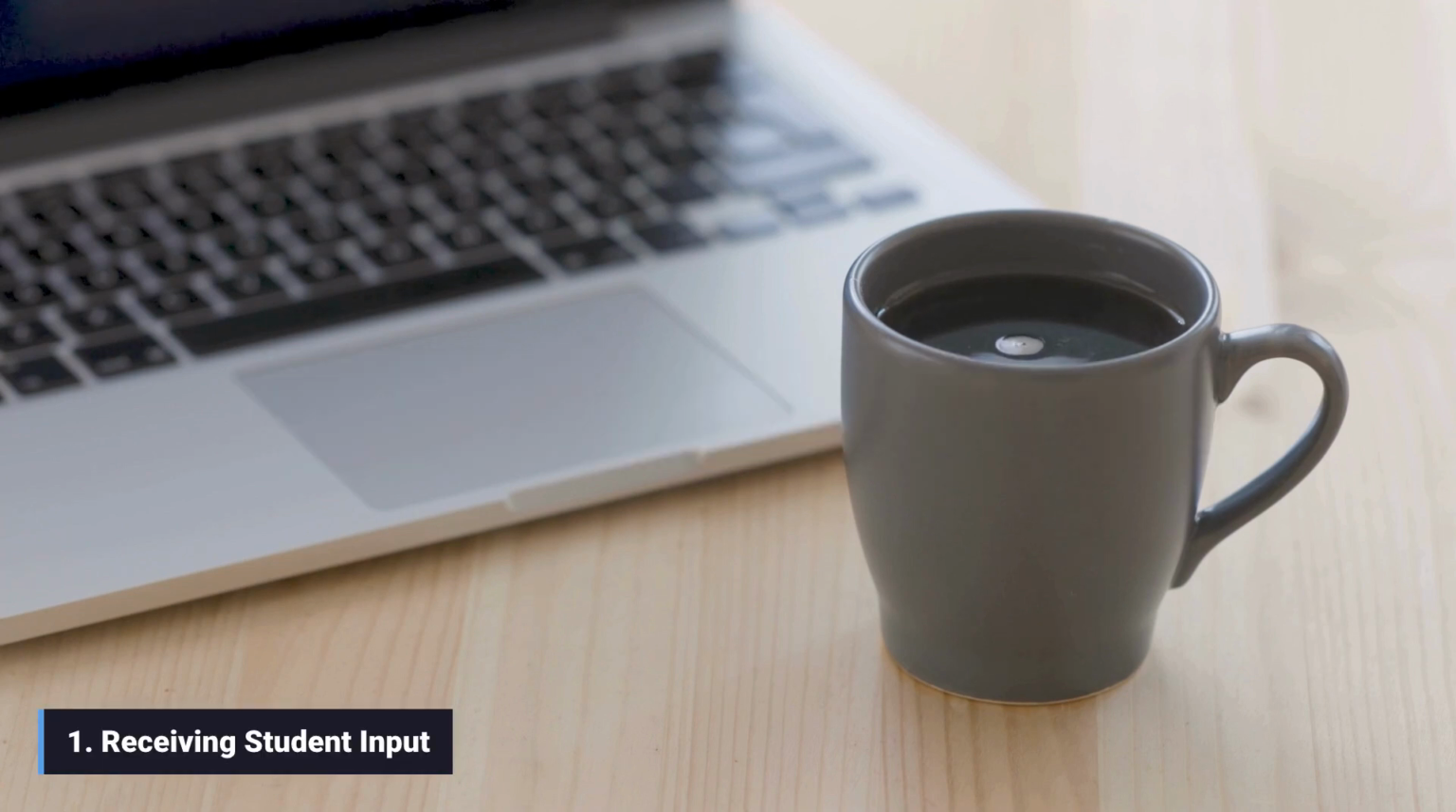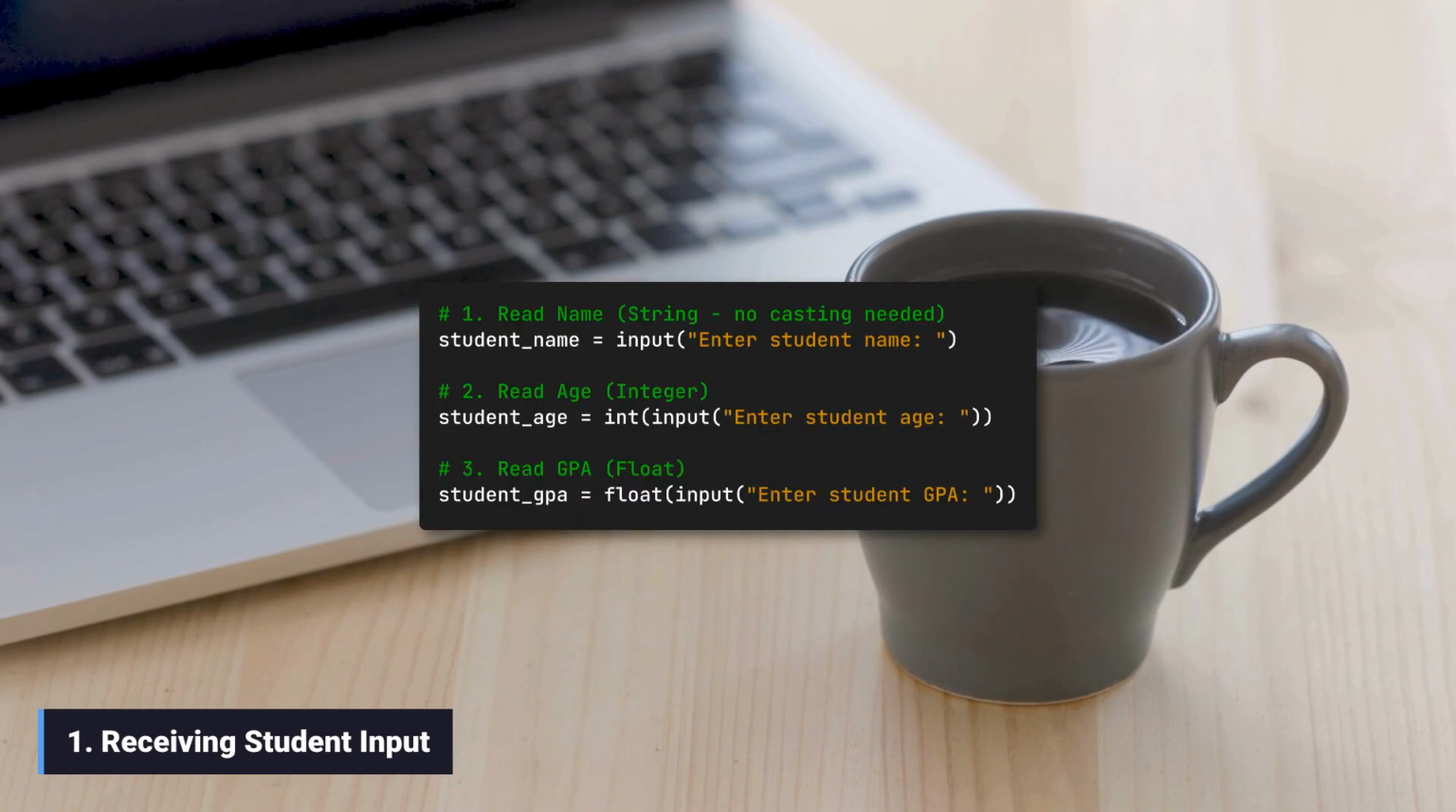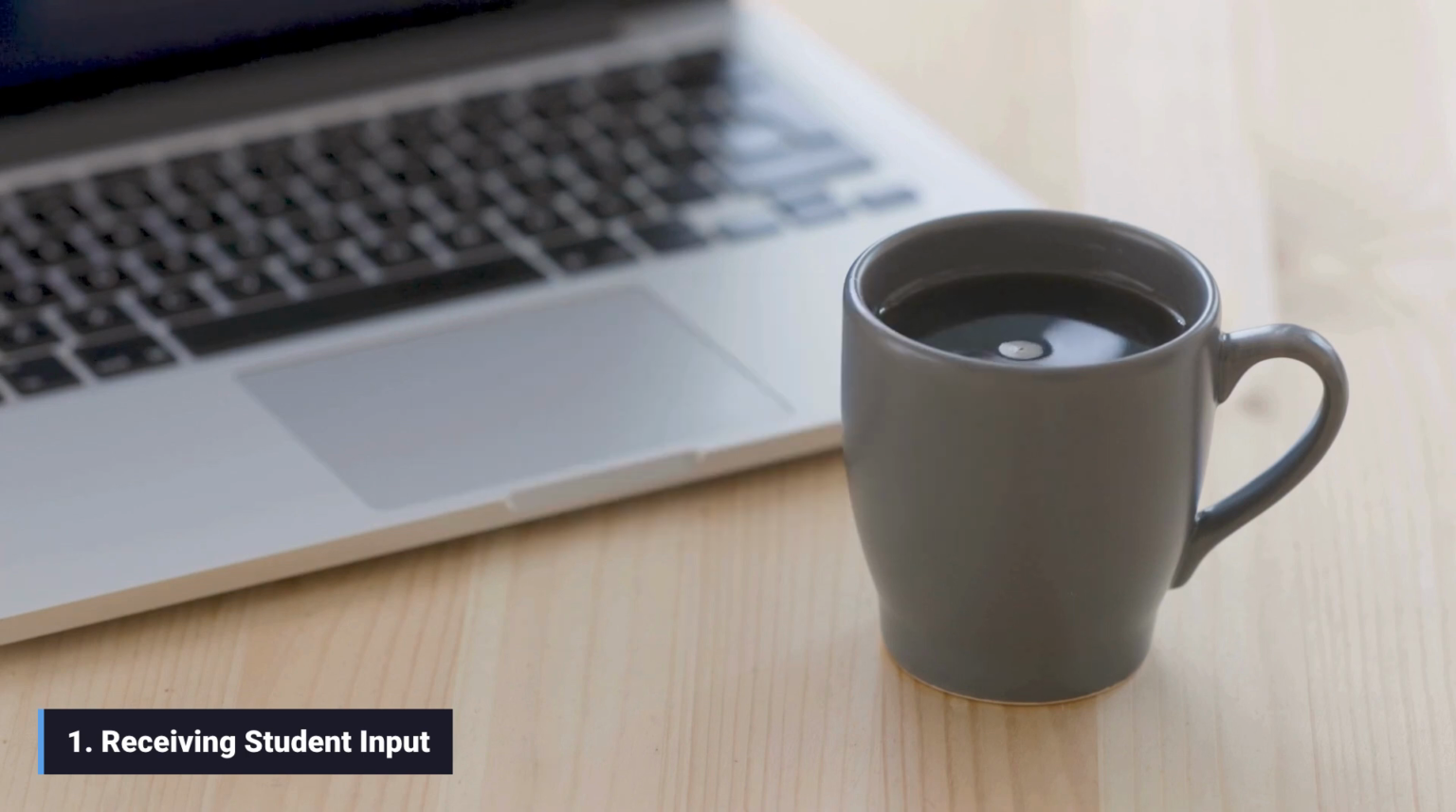1. Receiving student input. We will ask the user for the student's name, age, and GPA separately. Remember the rule: input always returns a string. We must use typecasting for age, which is an integer, and GPA, which is a floating point number. If you forget the float casting for the GPA, it would prevent later operations or accurate display.